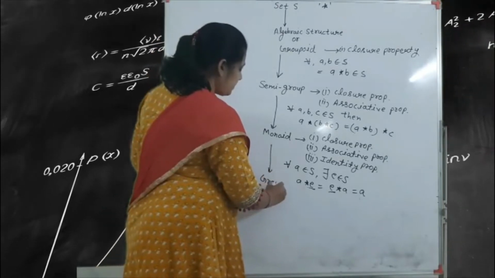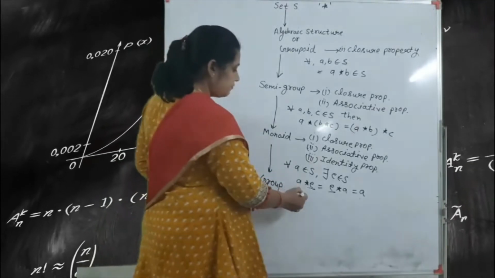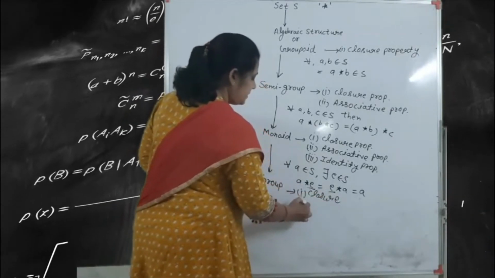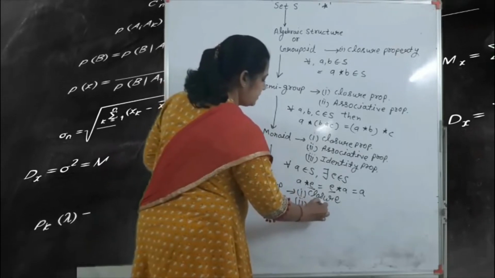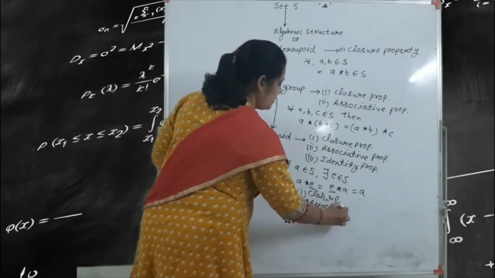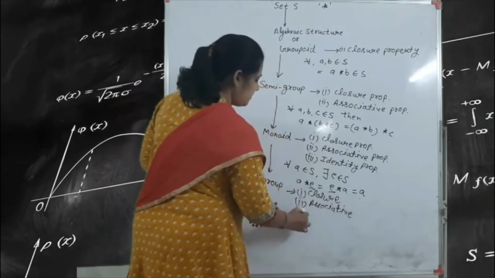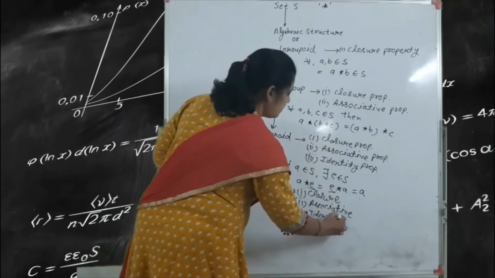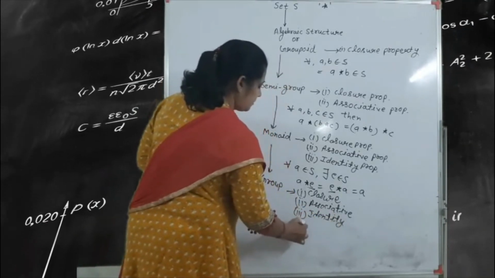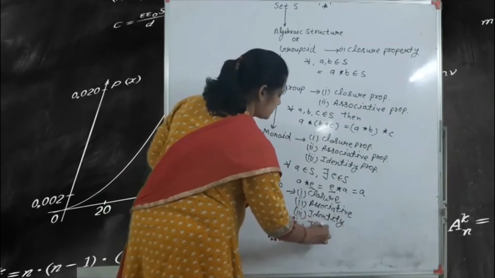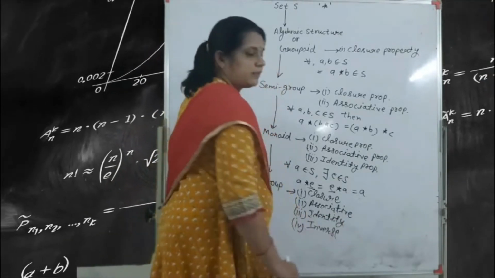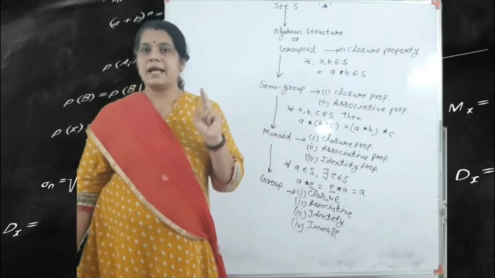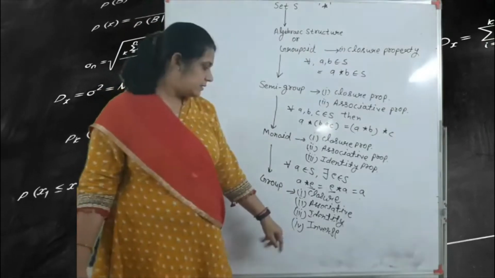Next one is the group. What do you mean by the group? A group satisfies four properties. Number one, closure property. Second one is associative property. Third one is the identity element, or you can say identity property. And fourth one is the inverse. So if you find out the group, you solve the four properties: closure property, associative property, identity property, and the inverse property.